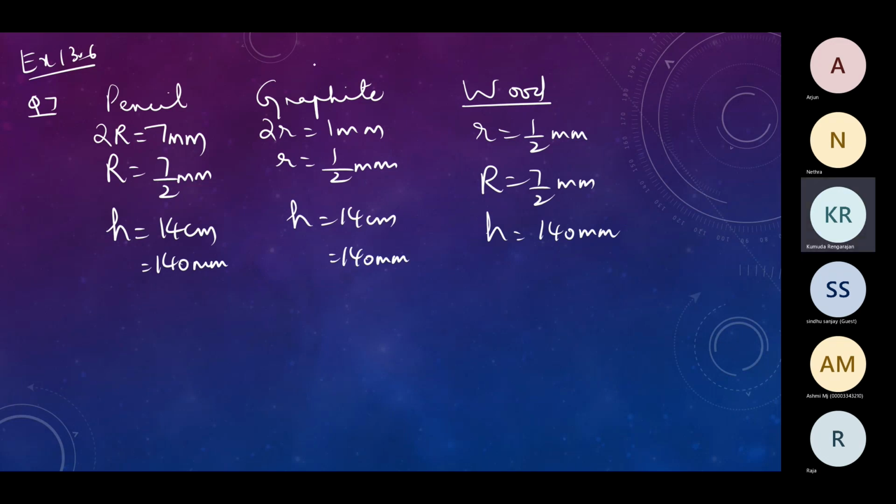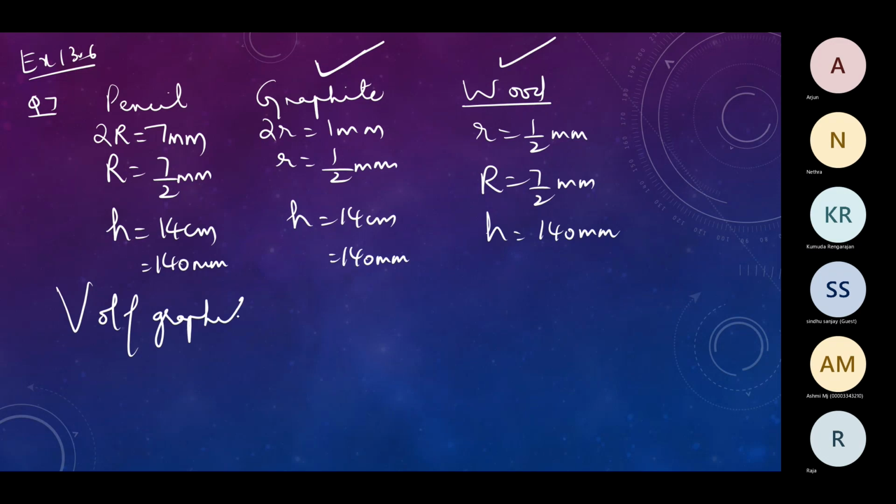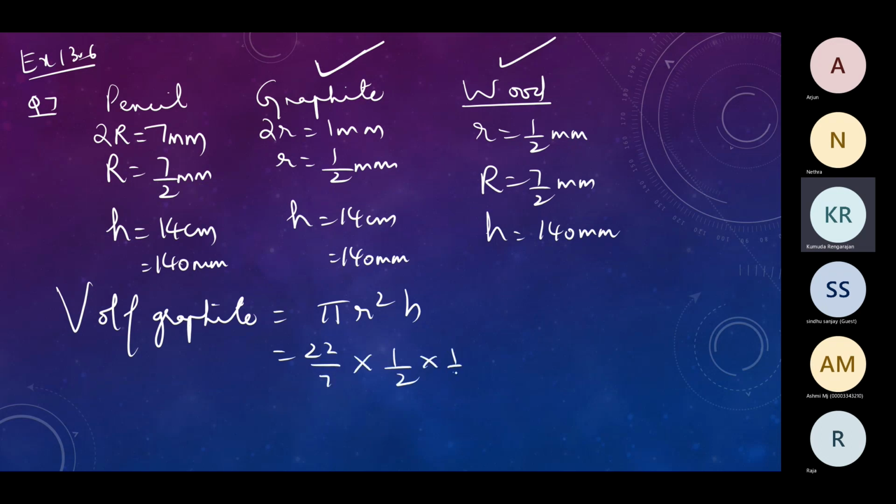So we have to find the volume of the graphite and the volume of the wood. Graphite is a solid cylinder. So volume of graphite is equal to pi r square h, 22 by 7 into r square, 1 by 2 into 1 by 2, into h, into 140.